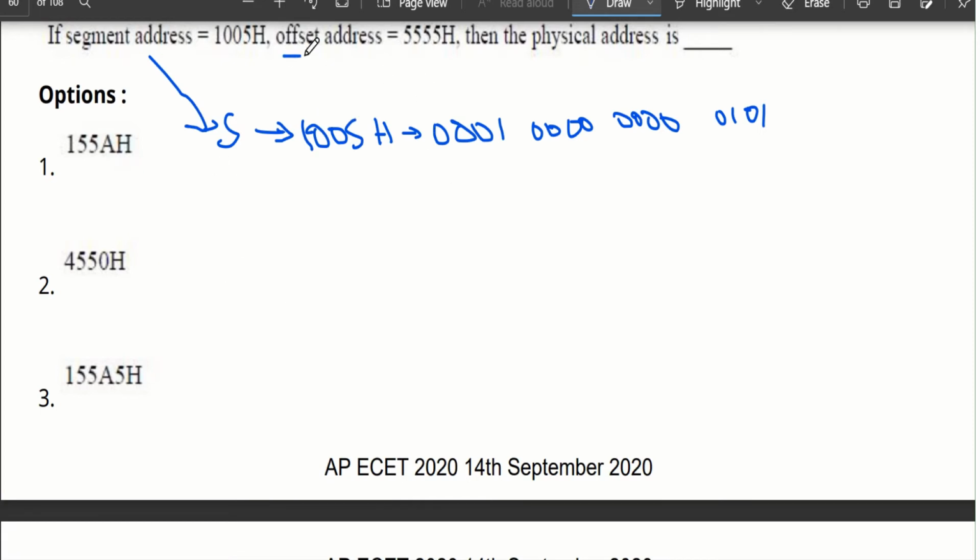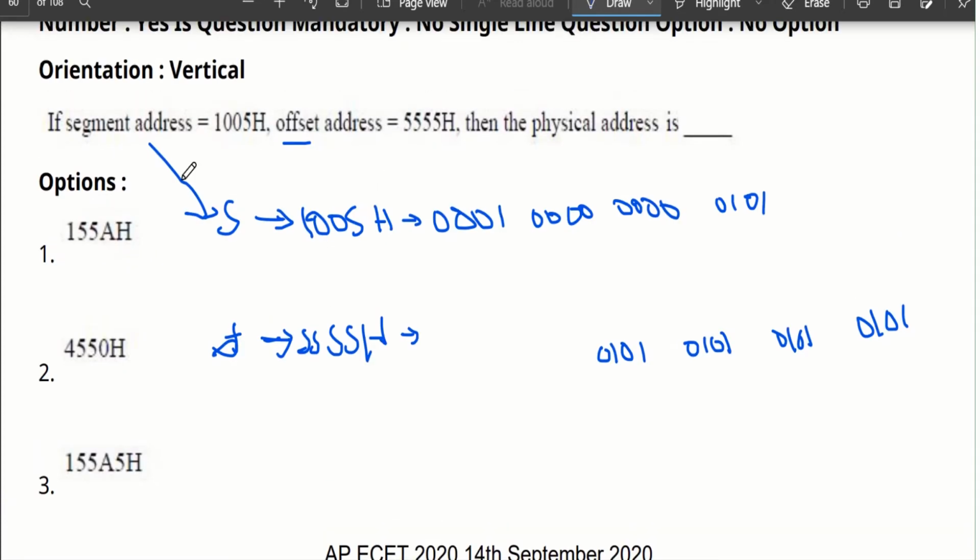Now the offset address. What is given? 5, 5, 5, 5, H. Let's convert it into binary: 0101, 0101, 0101, 0101. As you know, the segment address is 16 bits and the offset address is 16 bits.